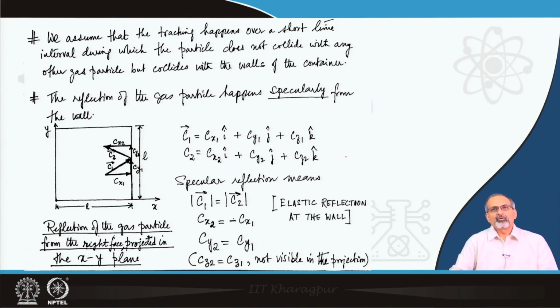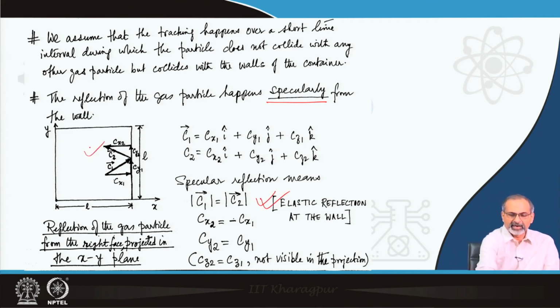If we were tracking them over a short time interval during which the particle did not collide with any other particle, but it collided with a wall of the container, then we would find the reflection of the particle happening specularly from the wall, and we tried to explain how the specular reflection happens through these equations, and we had an accompanying diagram to help our understanding in this way, and such specular reflections can happen in other planes too.